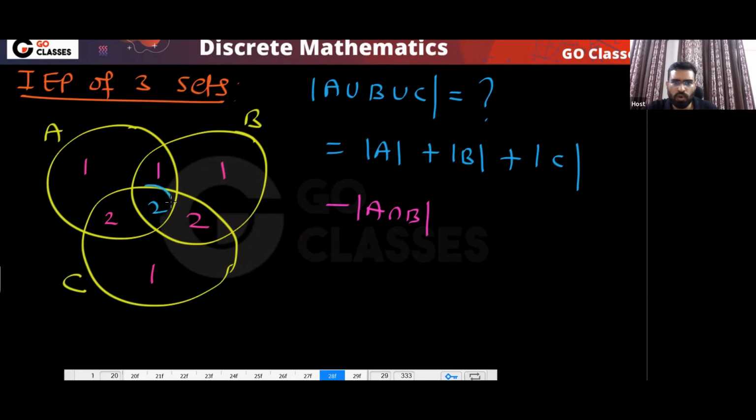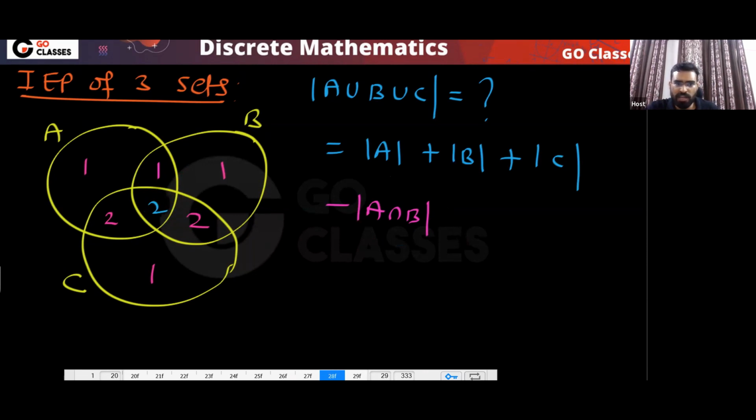Because this area was counted 3 times, now you have removed it 1 time. This area was counted 2 times. Now you have removed it 1 time. So finally, this is the concept.